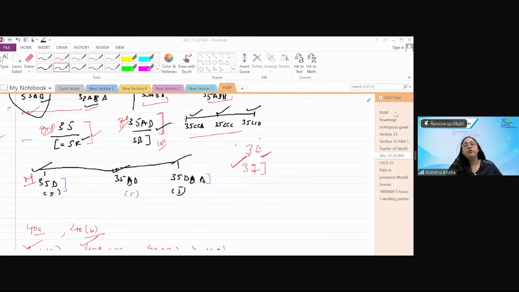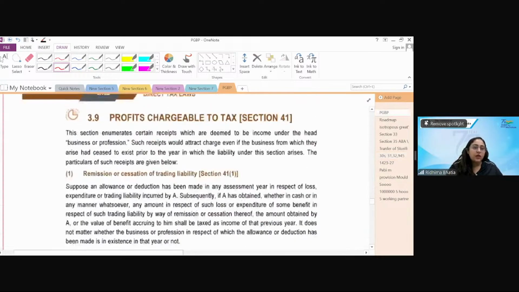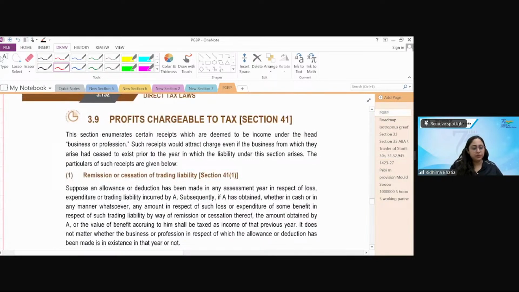Perfect. Now, when we move to section 41, what are these? These are profits chargeable to tax. These are certain types of receipts which you will see would always be your business income, irrespective of whether the business is continuing or not. Most of them we have already touched in certain provisions. This we will be covering now. So, if any income has to be deemed, then it would be covered here. Some people also call these the deemed income sections of PGBP.